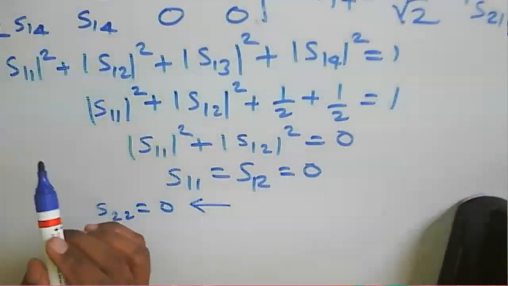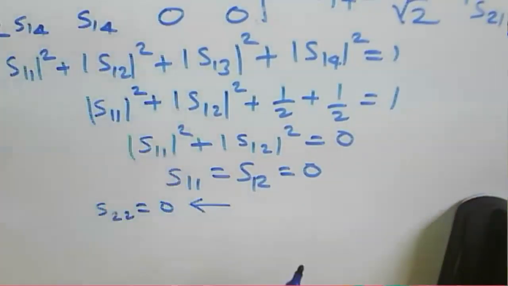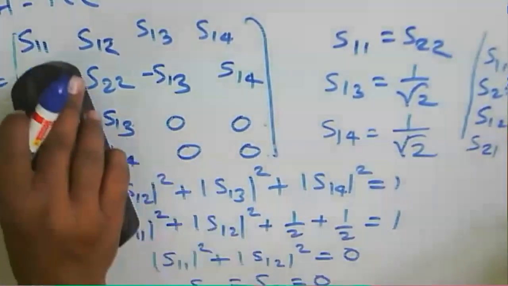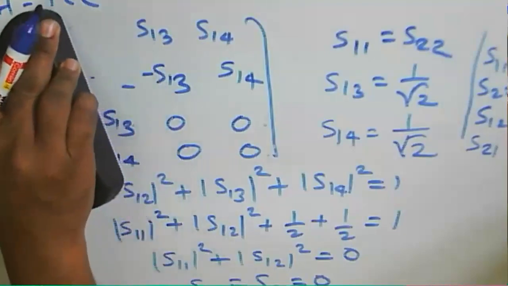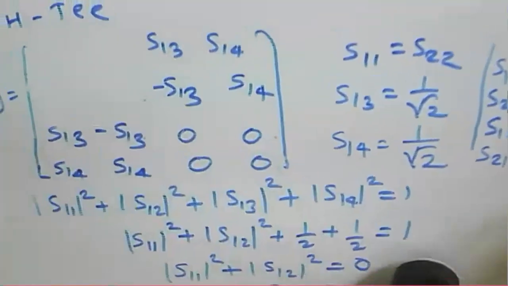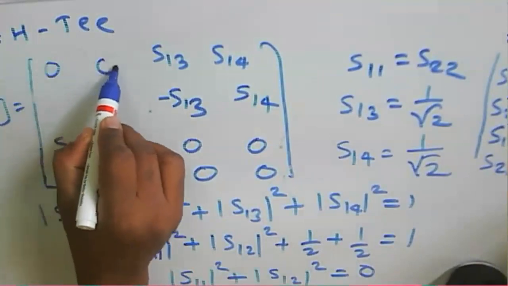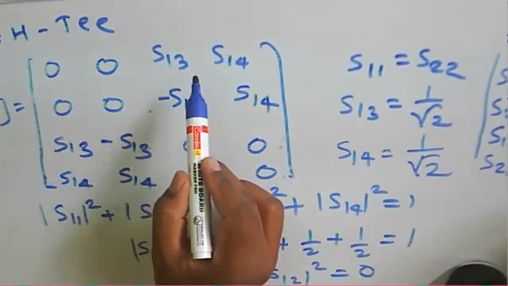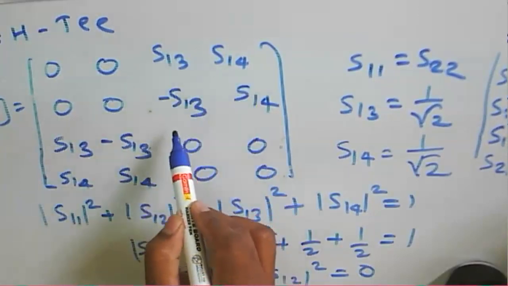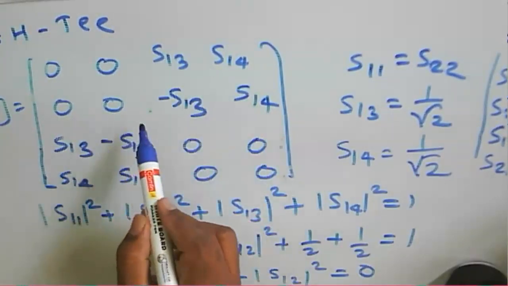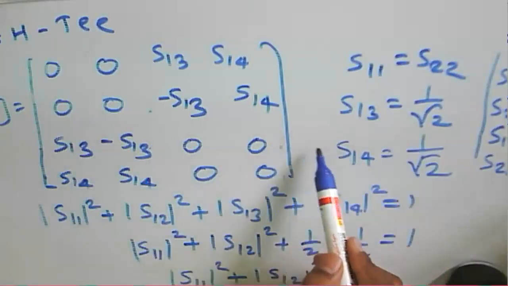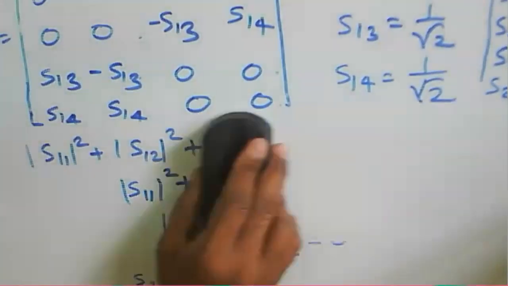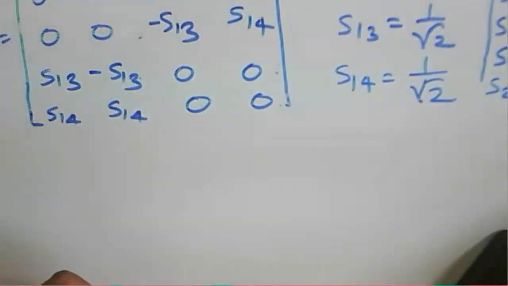So now if you put all the values in the S matrix, these terms are 0. As I told you earlier, we can prove it again. So this will be 0, this will be 0. These two terms are 0 as I told you earlier. Now the terms S13 and S14: S13 is 1 by root 2, S14 is 1 by root 2. So from this we will write the S matrix for this magic T.